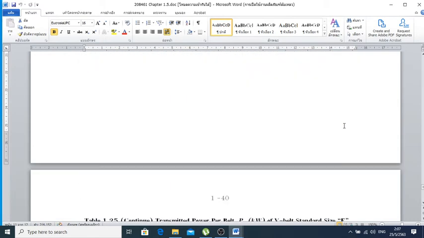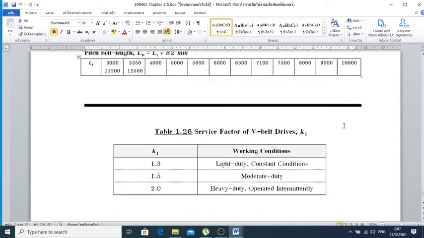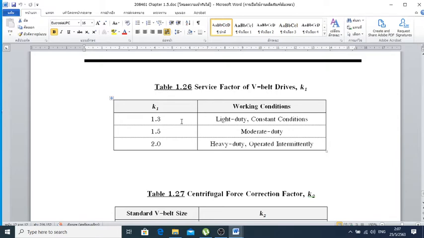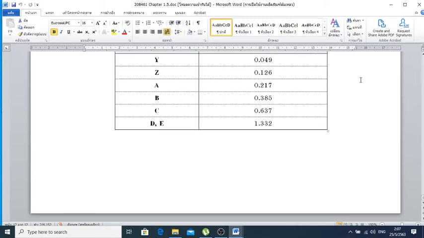And then 1.26 is the K1 term. K1 is the working condition, based on light duty, moderate, and heavy duty respectively. And then K is based on constant parameters for the belt itself. For the Y belt, you're going to use 0.049, things like that. So this is what we have there.